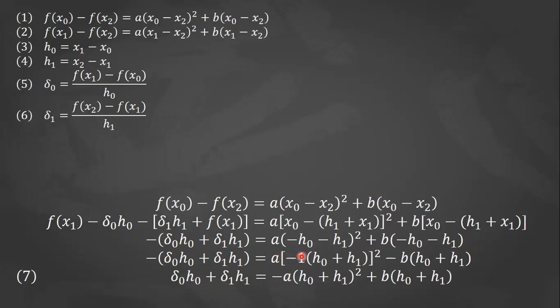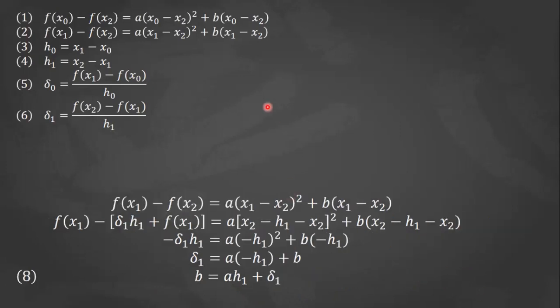equal to, kini positive man siya diri. So, pag multiply nato negative, so mao nang negative a times quantity h sub 0 plus h sub 1 squared plus b times h sub 0 plus h sub 1. Okay, so this will be our 7th equation.